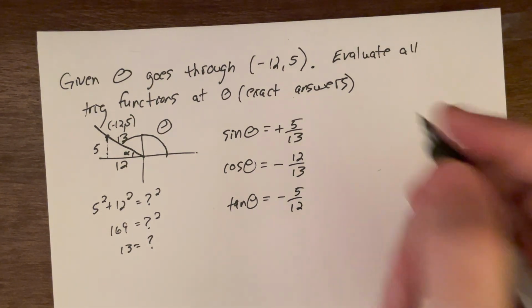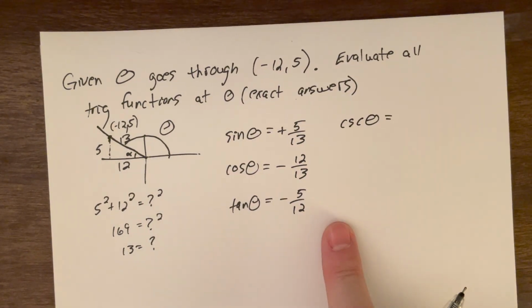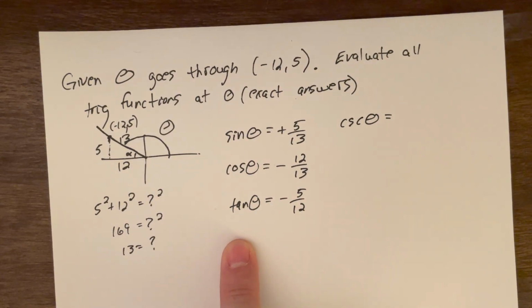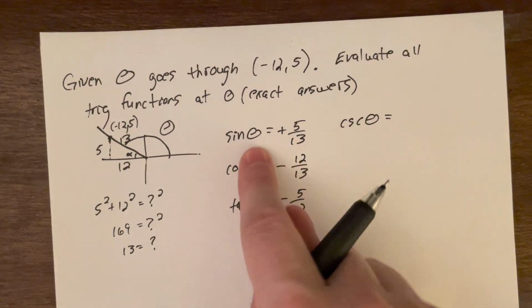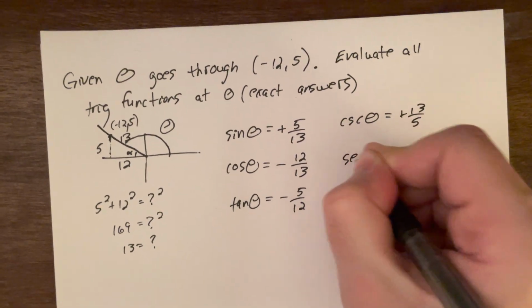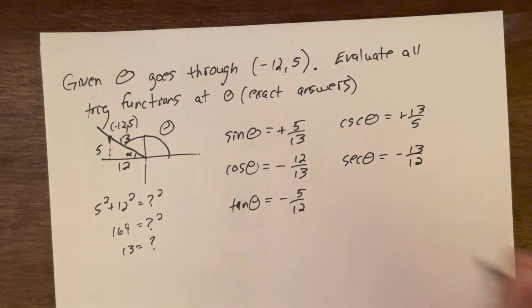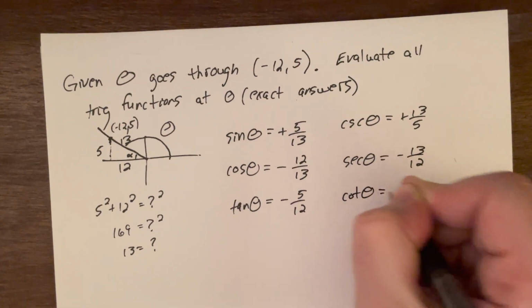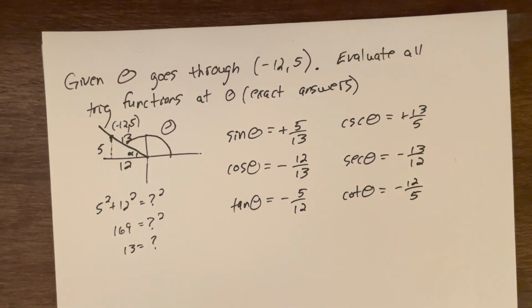And now we fill in the remaining, so we've got cosecant. Again, everybody, creature of habit. Get your three primaries, do these in the same order, so it's always a quick match. Cosecant is the flip of sine, so I get positive 13/5. Secant is the flip of cosine, so I get negative 13/12. And cotangent is the flip of tangent, so I get negative 12/5.